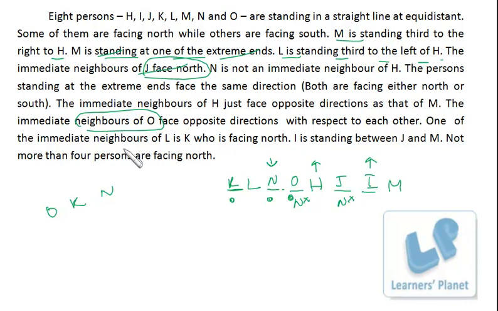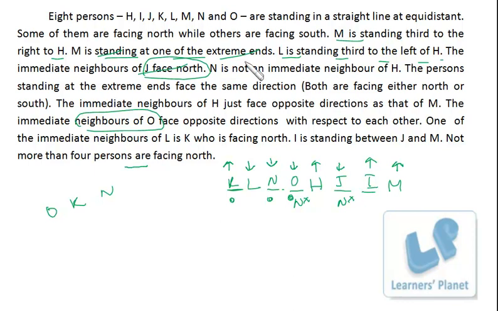Then one of the immediate neighbors of L is K, who is facing north. So it is north. If it is north, then it has to be north because extremes are facing in the same direction, and at most 4 persons may face north. So we have already M, I, H and K. So L has to face south, O has to face south, and J has to face south. Now just see whether all the conditions are satisfied or not.